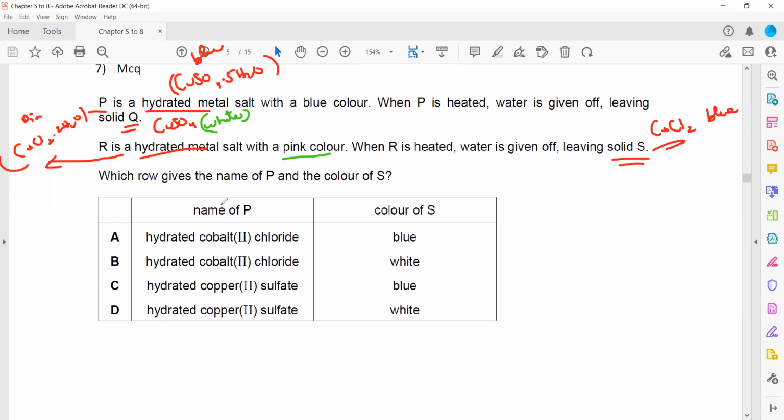So what is the name of P? P is a hydrated copper salt, so that is hydrated copper sulfate. And what is the color of S? S is cobalt chloride, and anhydrous cobalt chloride is blue in color, meaning cobalt chloride without the water of crystallization. So P is hydrated copper sulfate, and the color of substance S is blue because it is anhydrous cobalt chloride. So it matches with description C.